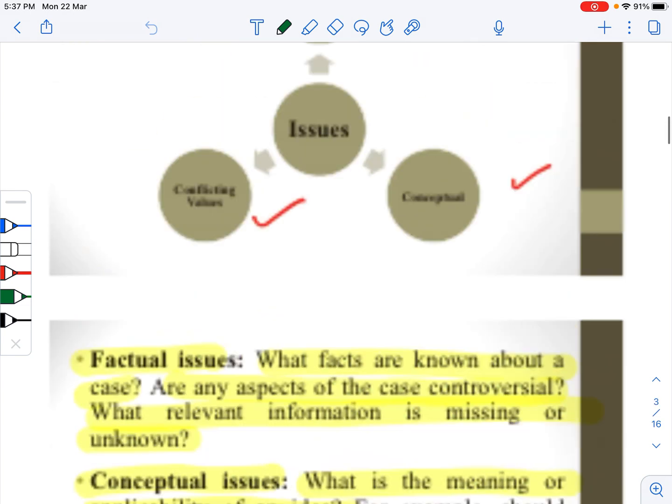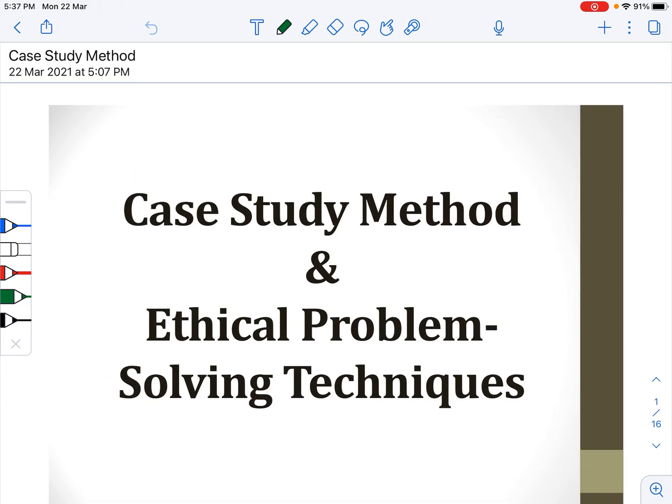If you have any question, don't forget to write it down. We'll discuss it in the next class.